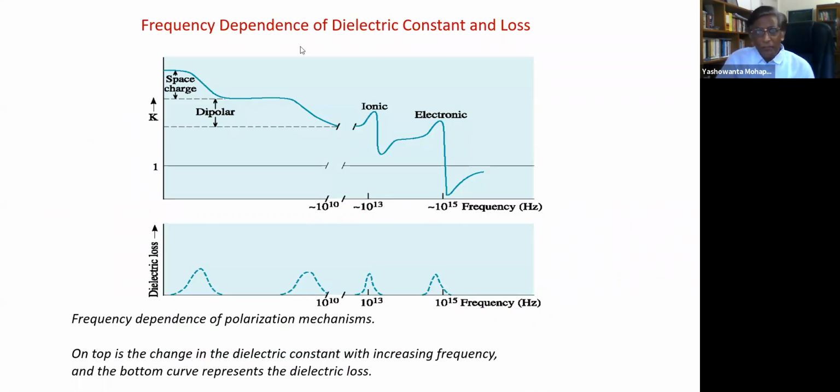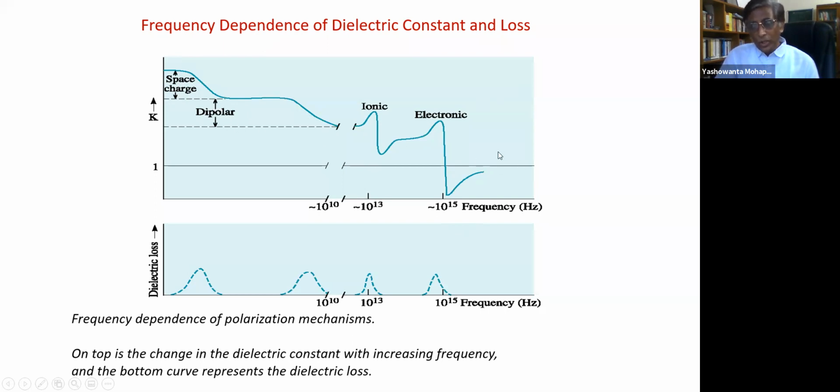So how does the frequency dependence look? You can see that this is plotted on a huge log frequency scale. At very low frequency, the dielectric constant depends on space charge. Then there is dipolar orientation. And then there are ionic contributions. You can see anomalous dispersion around the ionic, where ions are, let's say, NaCl or KCl. And then at light frequency, around 10 to the power 15, there is electronic polarization.